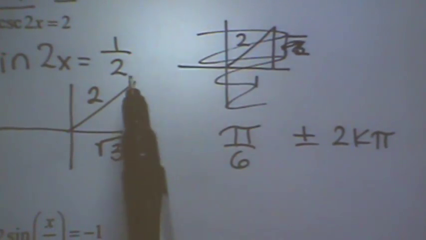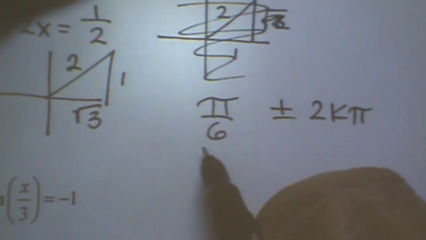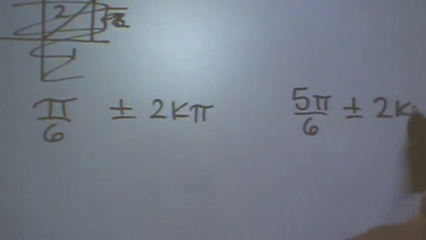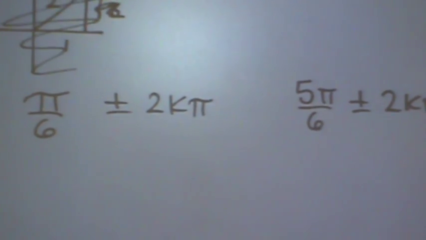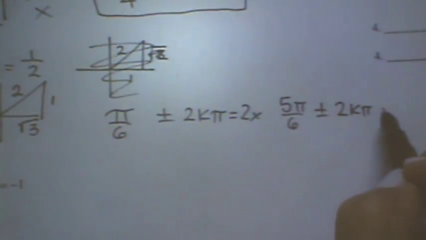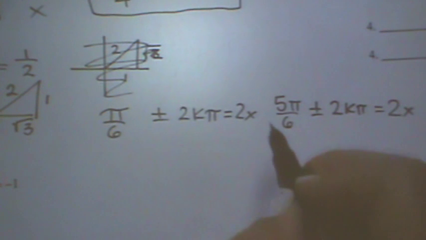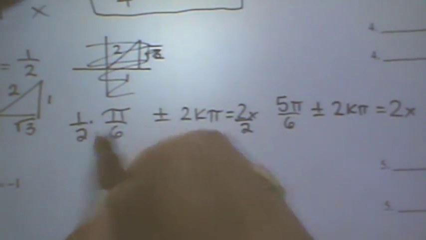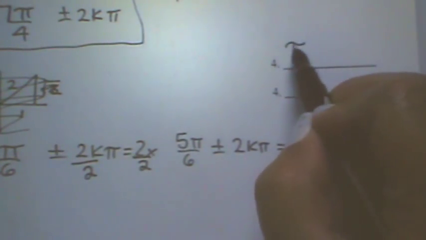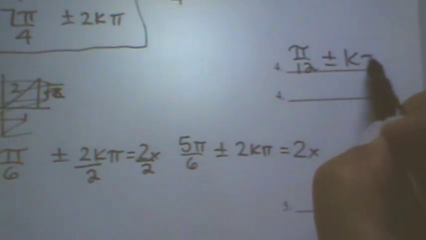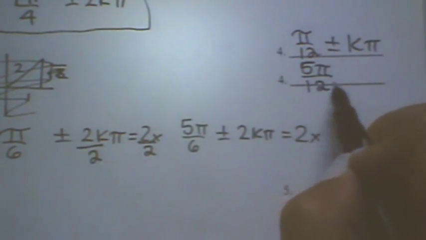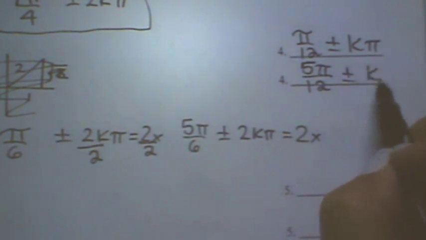And what other quadrant is sine positive in? 2. So it's 5 pi over 6. You've got your unit circle there, right? Now, are these the 2 answers? No. Why? Because that's equal to 2x. We have to set these each equal to 2x and do what? Divide each side by 2, or multiply by 1/2. So what's your first answer going to be? Pi over 12 plus or minus k pi, and what's the other answer? 5 pi over 12 plus or minus k pi. Good.